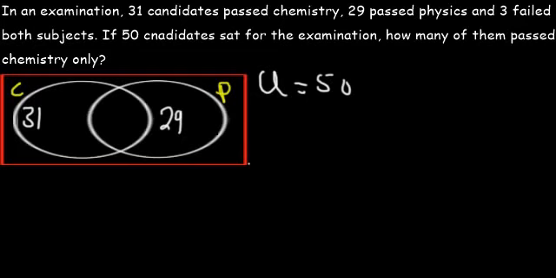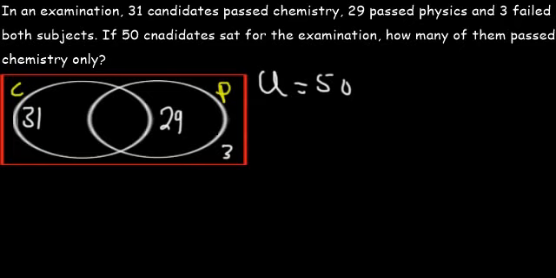Now, whatever we are discussing within these two circles will be those that passed either of the subjects or both. Those that failed the subjects will be outside the circles, that is, those that neither passed chemistry nor physics. So we have 3 outside the circles.